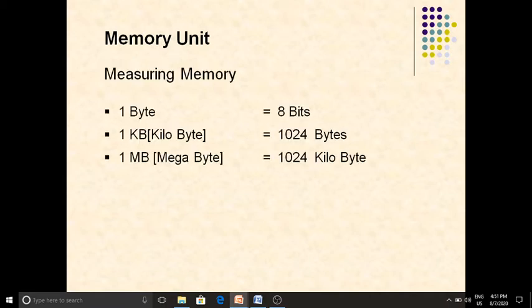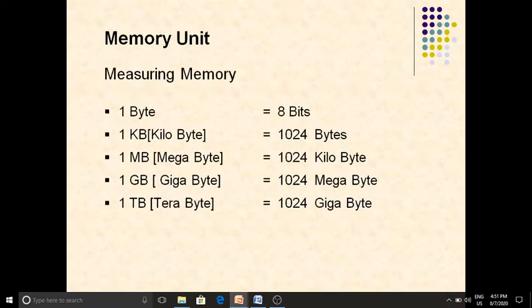So, memory unit. How do we measure memory units? In the previous class, we already discussed how we measure memory in a computer system. That is in bytes and bits. So, here, let us see measuring memory. 1 byte is equal to 8 bits, 1 kilobyte is equal to 1024 bytes, and 1 megabyte is equal to 1024 kilobytes. 1 gigabyte is equal to 1024 megabytes, and 1 terabyte is equal to 1024 gigabytes.